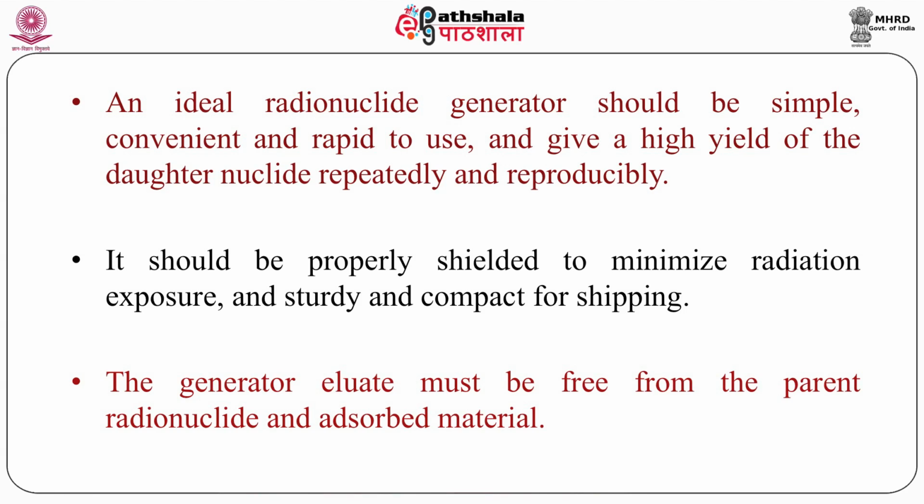It should be properly shielded to minimize radiation exposure, and sturdy and compact for shipping. Definitely when it is going from one place to another, it should be sturdy, and the alumina column in which molybdenum is absorbed is in a lead container, and finally you have to shield it in a proper way so that you can transport it to the place where the elution finally takes place. The generator eluate must be free from the parent radionuclide and absorbed material.